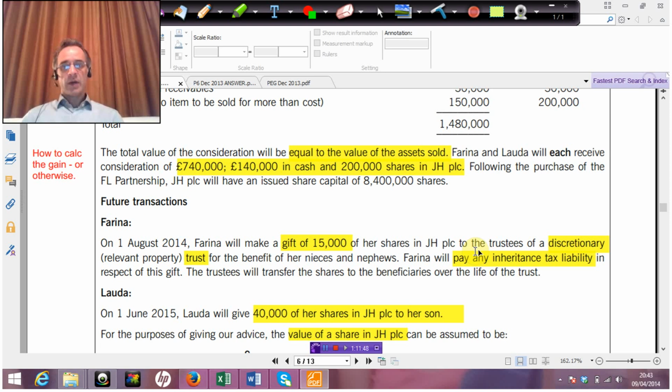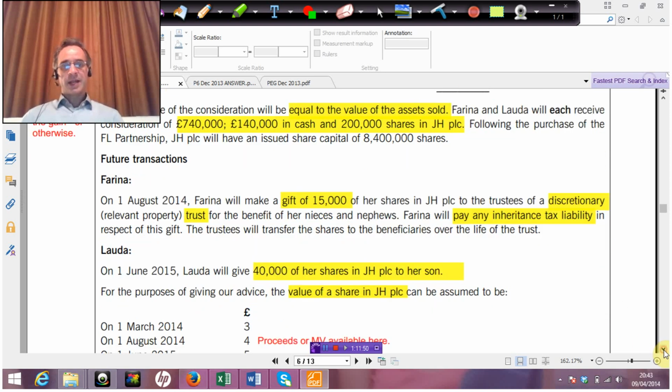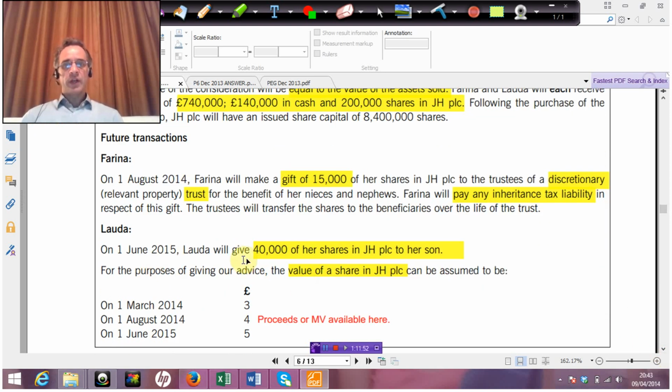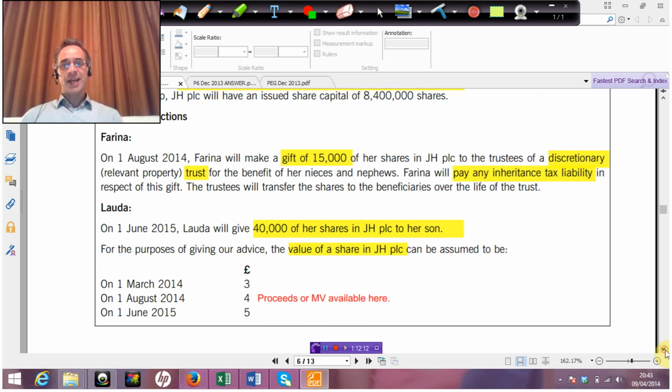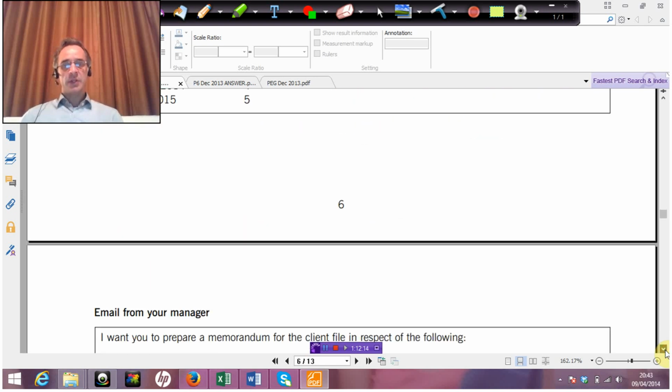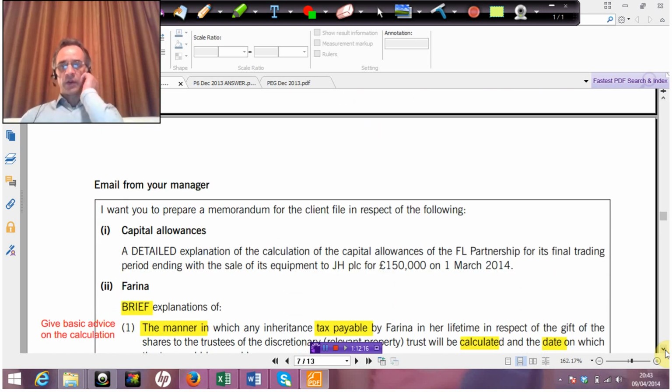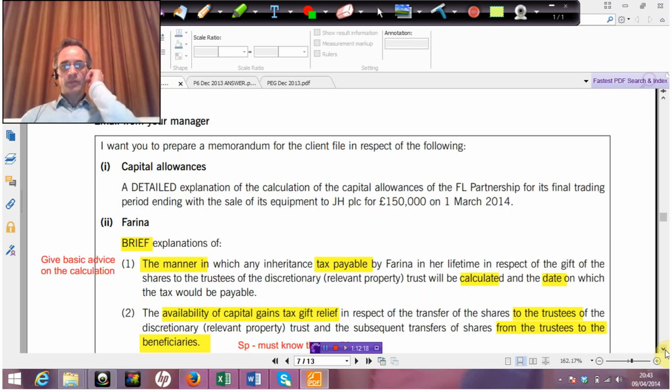Okay. Now, for Lauda, slightly different. She's going to give 40,000 shares to her son. And in addition to that, they've given us some details on valuations of shares, so we don't have to do any calculation, any quarter up issues or anything like that. Okay, so basically we've got disposals, and it looks like we've got to comment on the tax impact of those disposals. So in terms of the further detail, we'll leave the capital allowances.